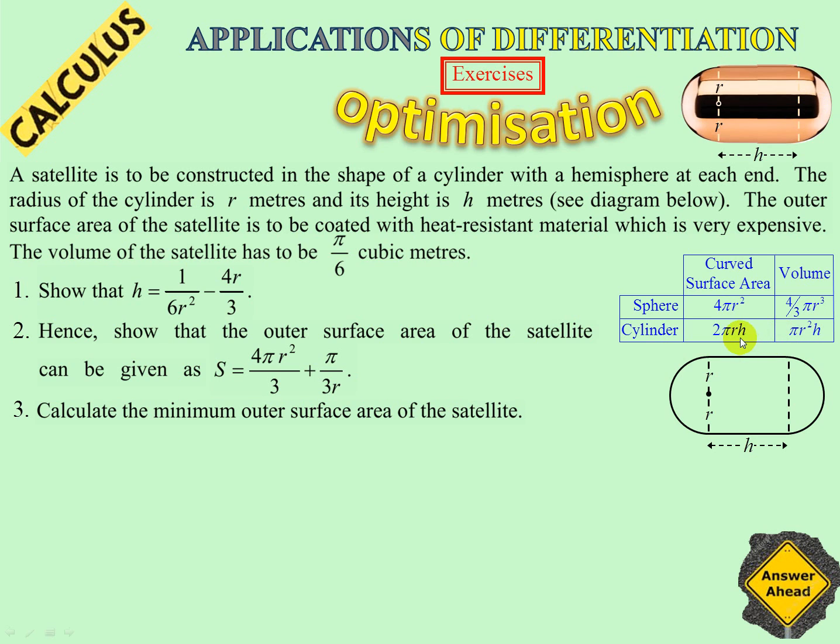Cylinder, 2πrh. It's only the lateral area we're considering. In Optimisation 2, we talked about the full surface area of a cylinder, but this is just the lateral. We're not looking at circles at the end. So try it yourself first.